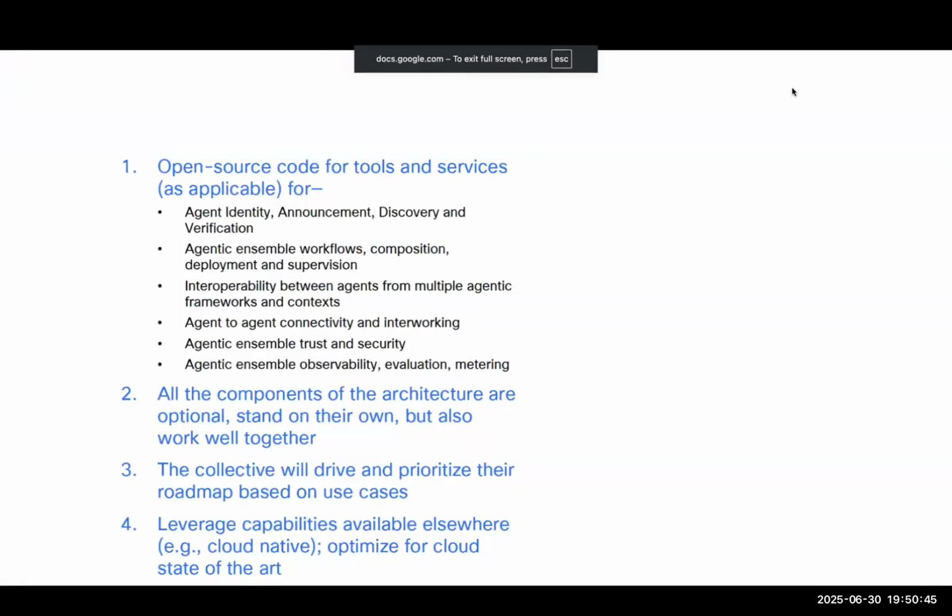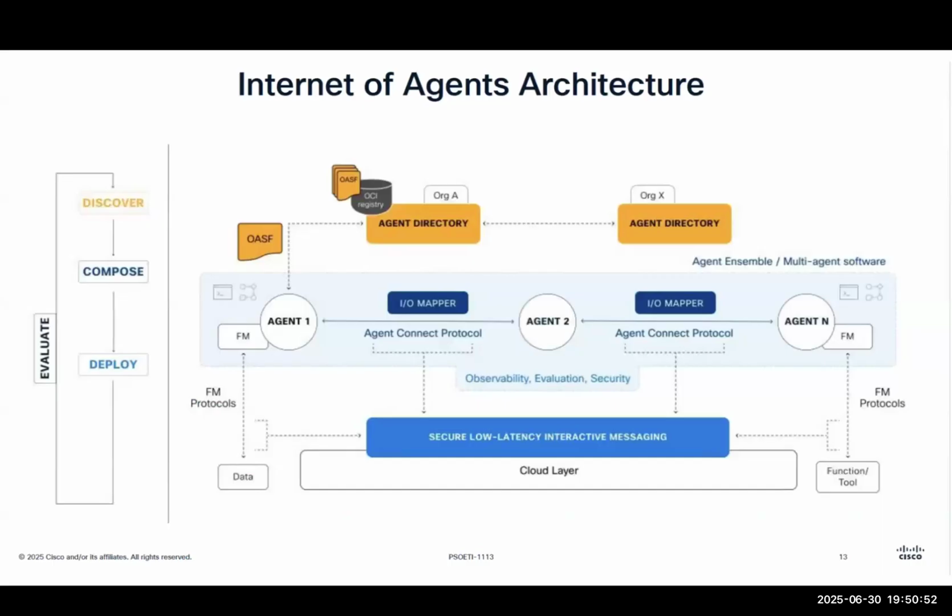At this point, we need to understand the architecture a little deeper. This is the architecture of the Internet of Agents. The way to read it: on the left-hand side, we are saying this architecture allows you to discover, compose, and deploy. Discover means that when you're writing a new application, your application can discover new agents. For you to discover an agent, somebody has to develop some agents and publish them. That is exactly what OASF is for.